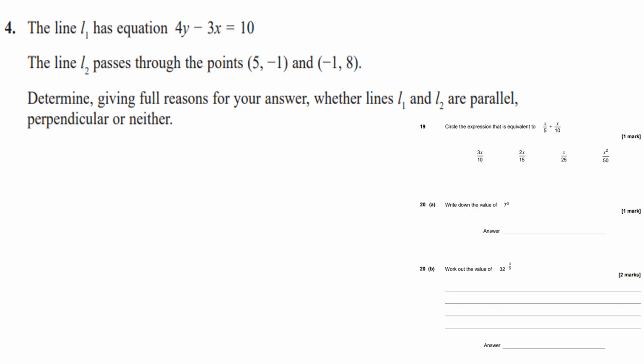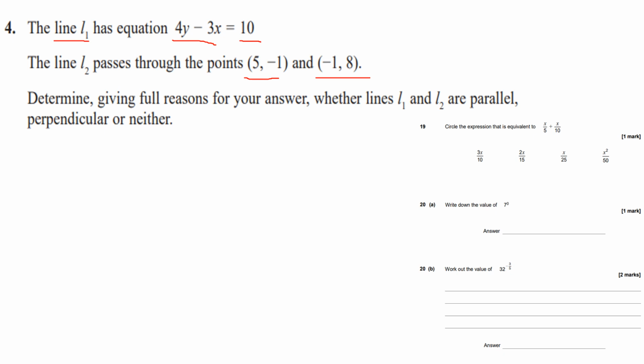This is question number 4, guys, and it's for the higher tier only. The line L1 has equation 4y minus 3x is equal to 10. The line L2 passes through the points (5, -1) and (-1, 8). Determine, giving full reasons for your answer, whether L1 and L2 are parallel, perpendicular, or neither.